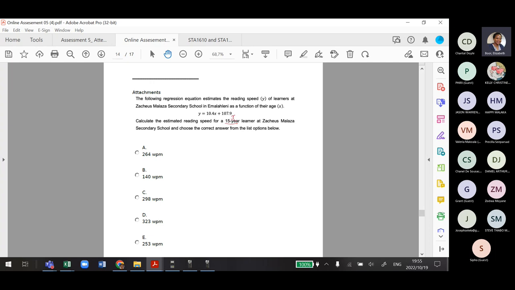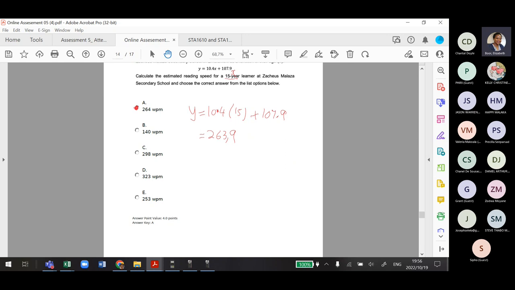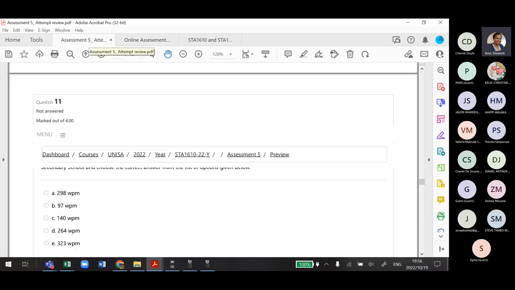So this is your x. Do the calculation and let me know what is 10.4 times 15 plus 107.9. I got 263.9, which is the same as 264. 263.9, and you can just round it off to 264, and that would be A. Okay, let's go back to your assignment.